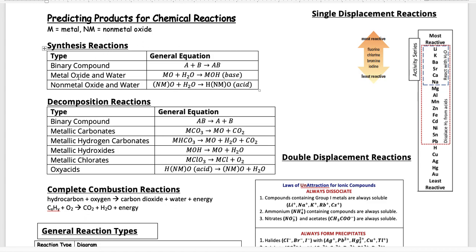Or you're going to have a metal oxide in water or a non-metal oxide in water. And these are the products that you'll form. So metal oxide and water, you're going to get a base, okay? And then non-metal oxide and water, you're going to get an acid.